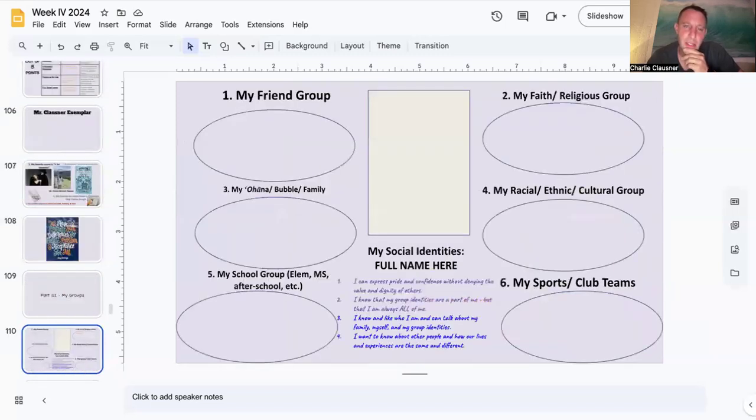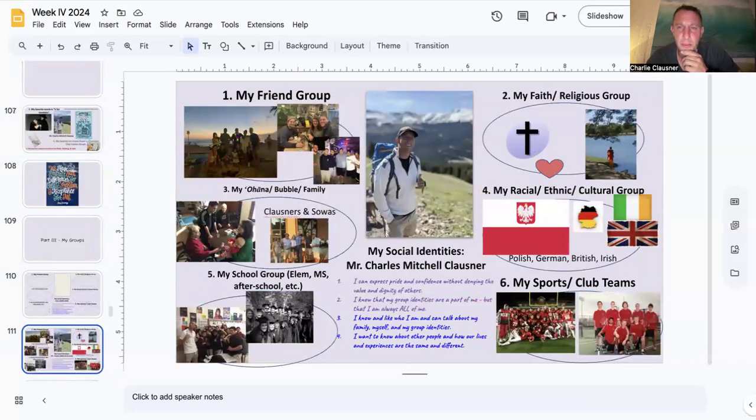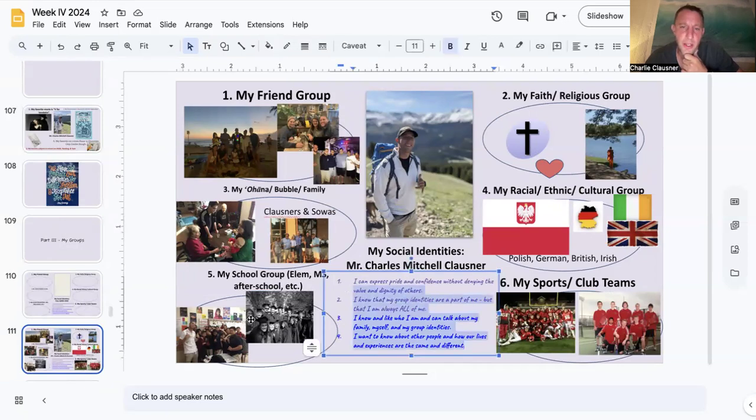I built this a couple years ago from the Learning for Justice social justice standards, to learn about their friends, their faith, their families, their racial and ethnic cultural group, which, up here in Hawaii, it's very common to talk about their school groups and then their clubs and sports teams. And then I have this in here just so that they can read: I can express pride and confidence without denying the value and dignity of others. This is all the social justice standards from Learning for Justice.